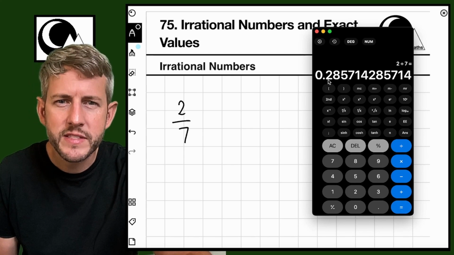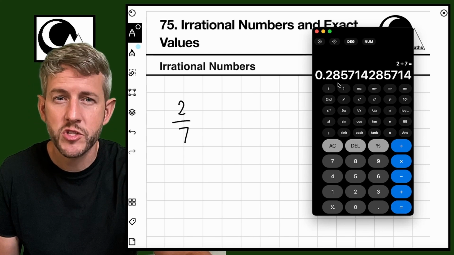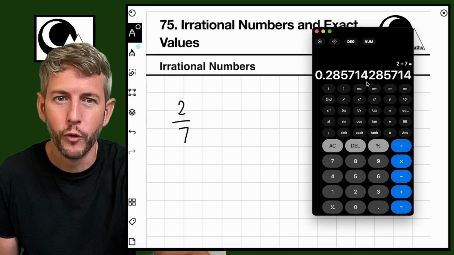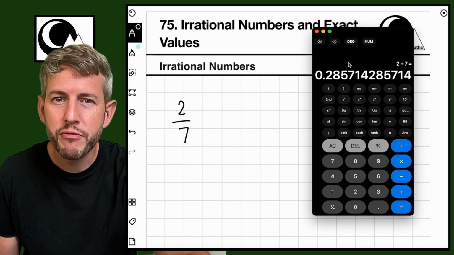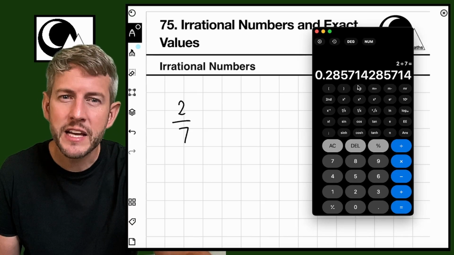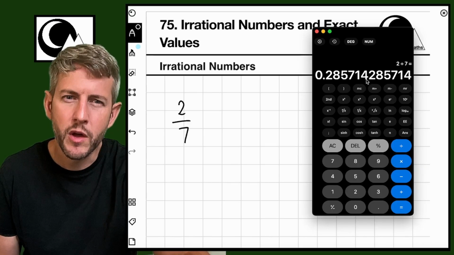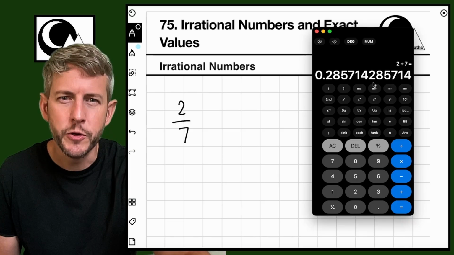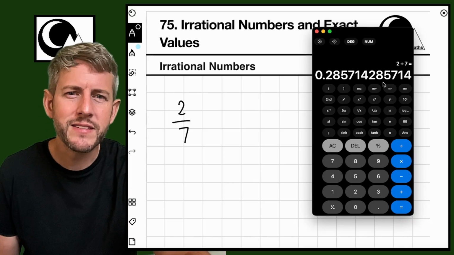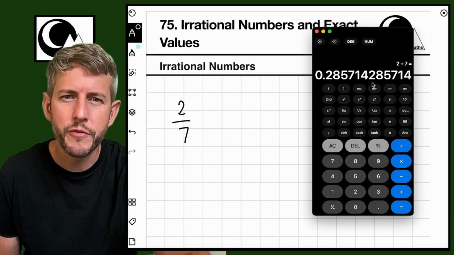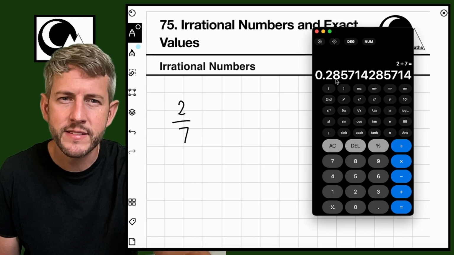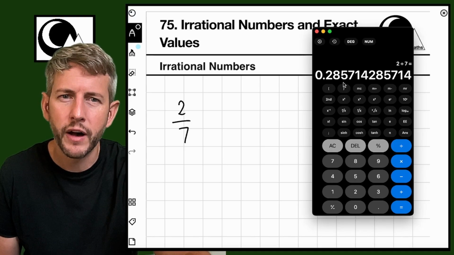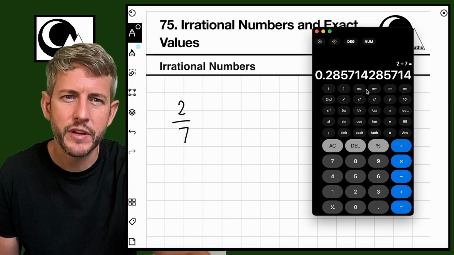Right, now what you can see here is we've got 0.285714. So this section here looks pretty irrational. But actually what we see is what comes after this 4 is a 2, and then the pattern just repeats itself. So we've got 2 like here, 2. We've got 8 like here, 8. We've got 5 like here, 5. We've got 7 like here, 7, and we've got 1 like here, 1, 4 like here, 4.